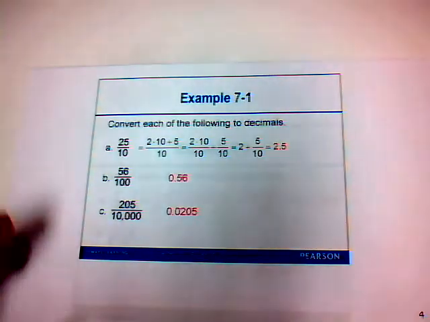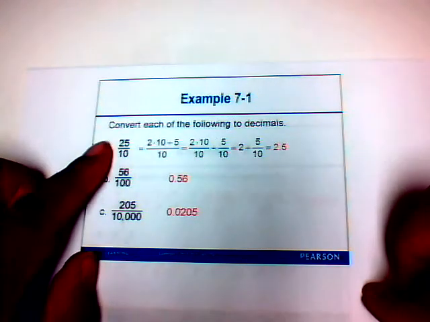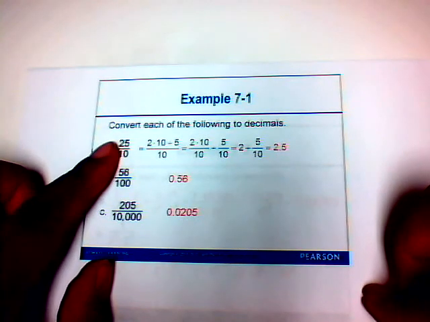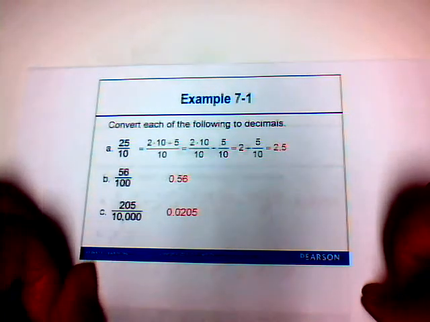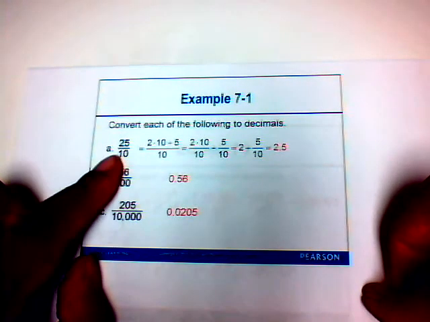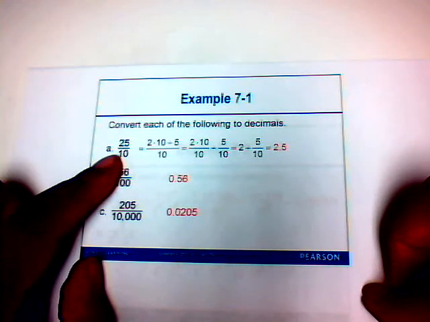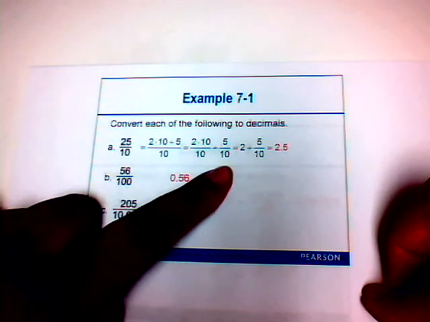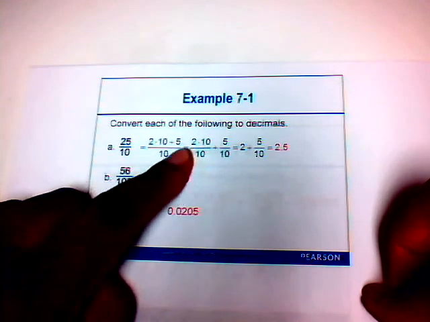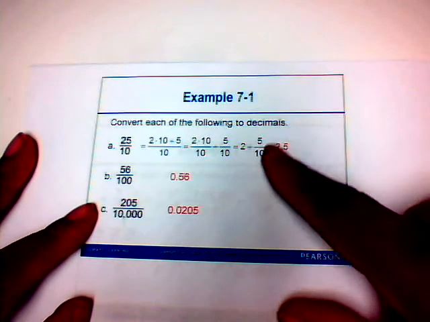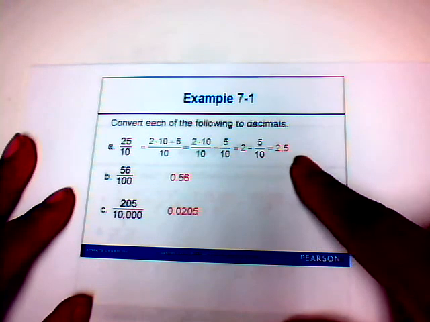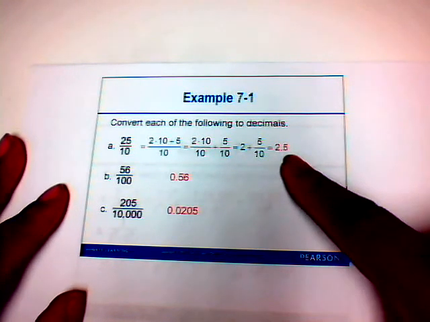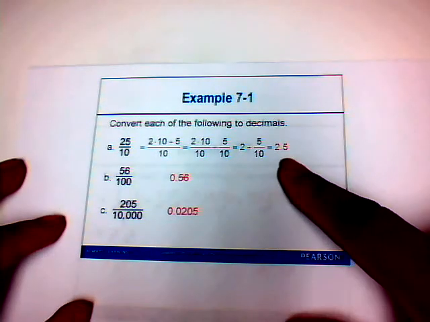And here's some examples here. We want to convert each of the following to decimals, like 25 tenths. Okay. I can break up 25 as 2 times 10 plus 5, because 2 times 10 is 20 plus 5 would give me 25. Then I can rewrite this as 2 times 10 over 10 plus 5 over 10. Now these 10s divide out, I'll be left with 2 plus the 5 tenths. Now 5 tenths can be written as 0.5. So 2 plus the 0.5 would be 2.5. That's how we convert a fraction into a decimal.